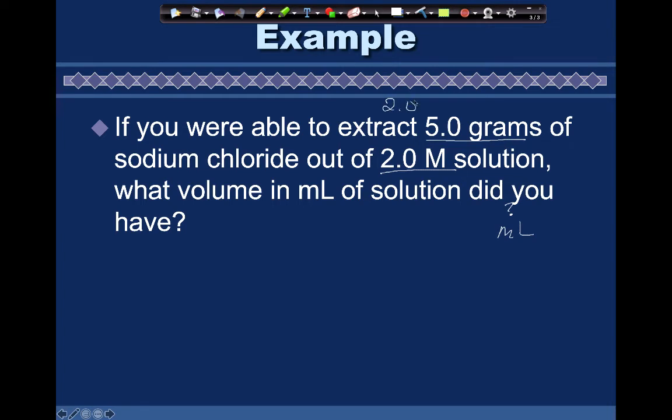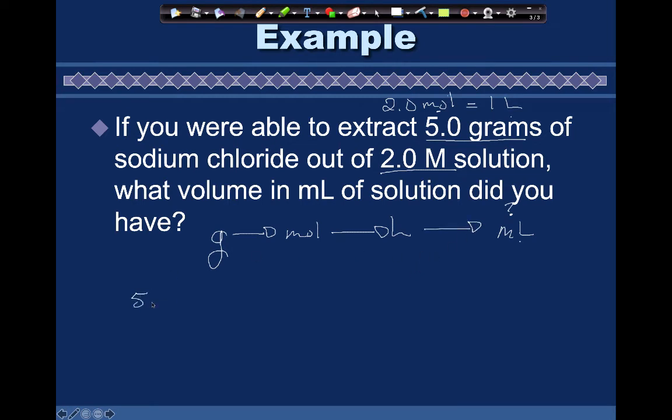So there's 2 moles for every 1 liter. We don't start with conversion factors, so I was given grams. So grams will be my starting point, and I want to get to my volume. Anytime I want to go between my mass and a volume, I'm going to use my molarity. So I have a conversion factor between moles and liters. So I need to go to moles first. Once I'm in moles, then I can go to liters, and then I can convert into milliliters.